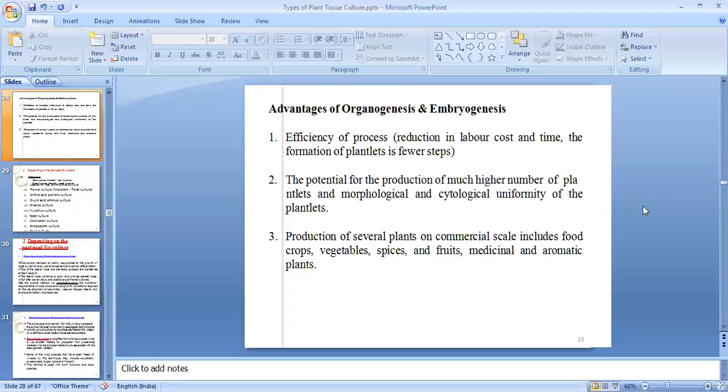And then you have seen about the technique for the development of the suspension culture and how the cells or the growth characteristics are obtained in this suspension culture. Callus culture has been studied. That is nothing but the organogenesis or embryogenesis. Clear? And also you have seen about the advantages of organogenesis and embryogenesis. So that is about the types of tissue culture based on culture media. Thank you.